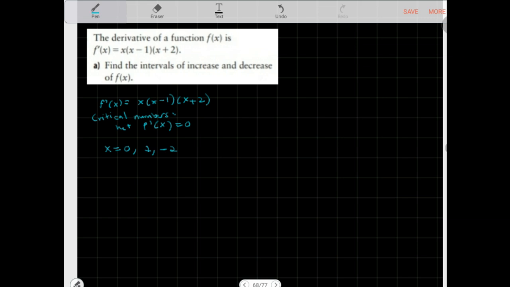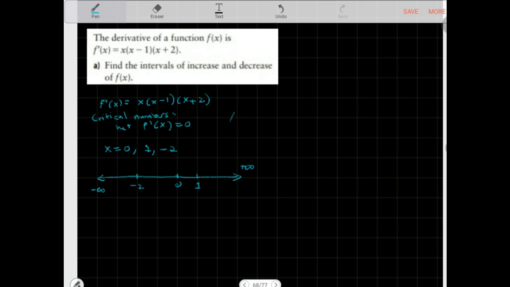And after we find the critical numbers, what we want to do is create some intervals. So a really quick way of doing this is I'm just going to create a number line, which is going to help us to figure out the intervals. Here's 0, here's 1, here's negative 2, this is negative infinity and positive infinity. Because you want to find intervals of increase and decrease, we don't want to consider when the function equals 0 because that indicates maximum and minimum points.